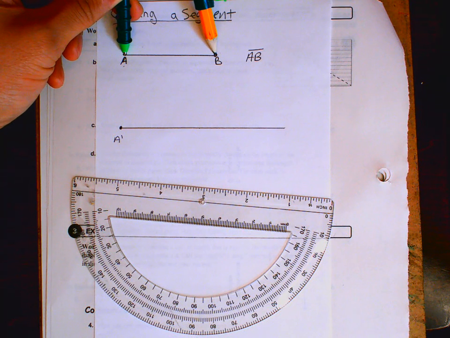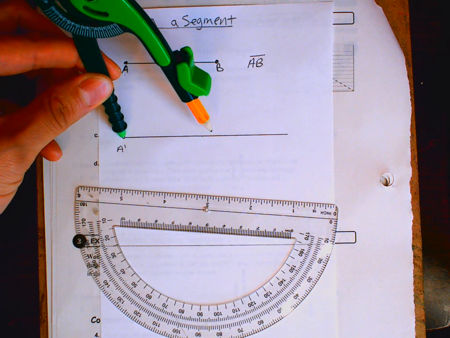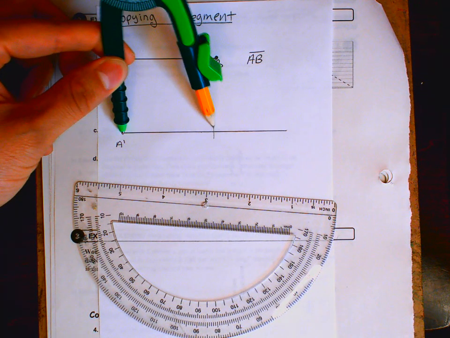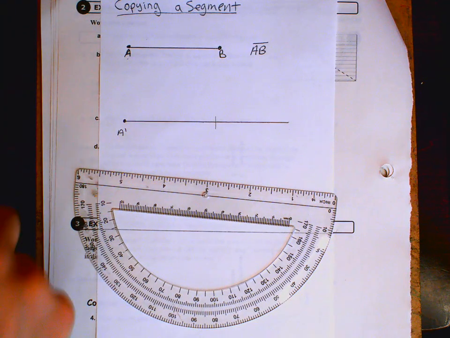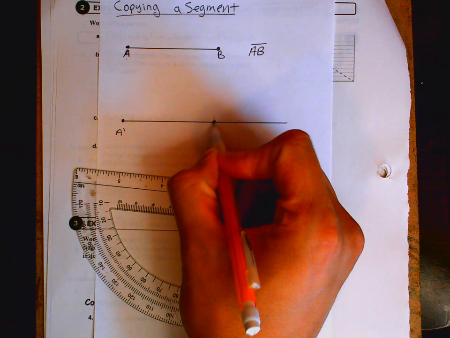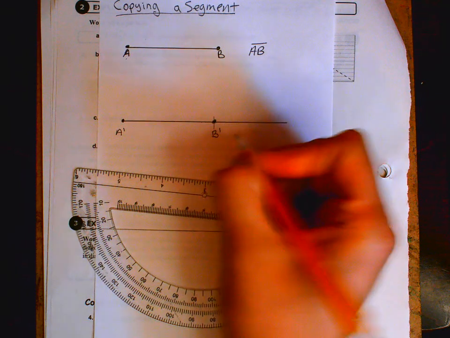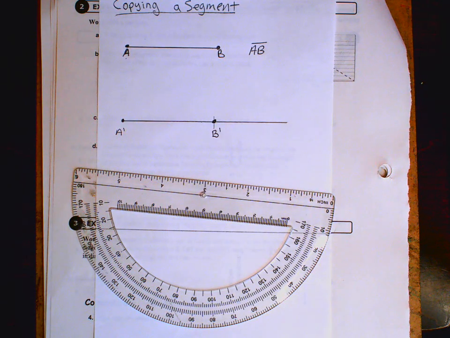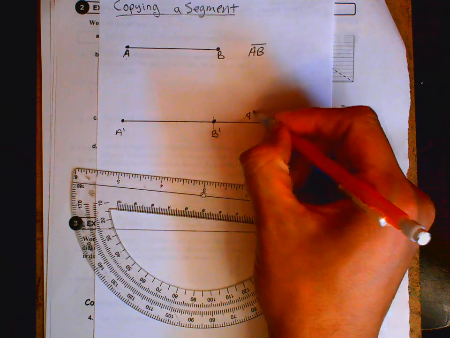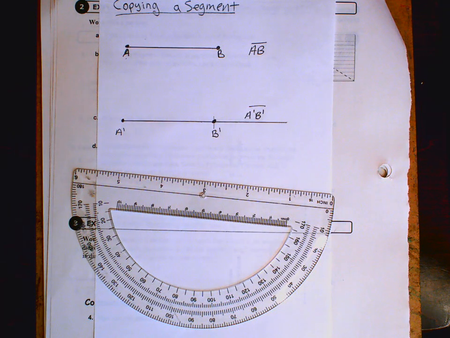You pick up your compass and you slide it down to A prime. Put some weight on that A prime and simply draw a little arc. Once you have that, look where that arc intersects that line. Mark it as another endpoint, and we're going to call that endpoint B prime. And you are done. You have copied segment AB, and you now have segment A prime, B prime. And they both happen to have the same length.